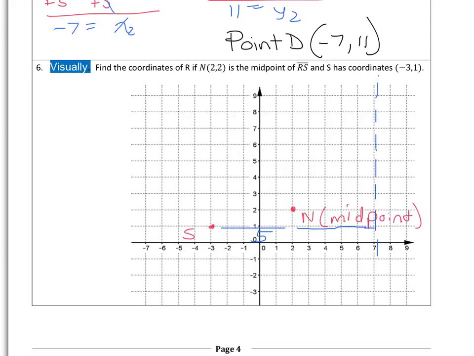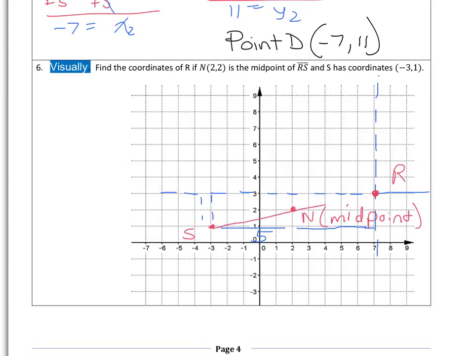And then looking in the y dimension, well, there's only one box in between S and N here. So we're going to go up just one more box here to find that other location of point R. So point R is going to be somewhere here on y equals 3. And so where the two of those intersect, that's going to be the location of our other endpoint. So that is going to be R.